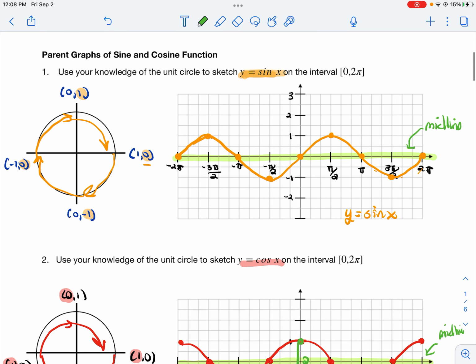Now if I go from the midline to my maximum, I have a distance of 1, and that is equal to my amplitude. If I go from my midline to my minimum, again, we're dealing with absolute value because we're dealing with distance, we don't do positive or negative. That distance is also 1. So in this case, my amplitude, A, is equal to 1. And you can see that because my function is understood to be 1 times sine of x. So A is 1 in this equation.